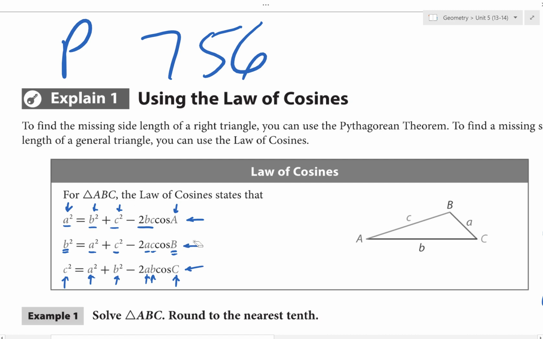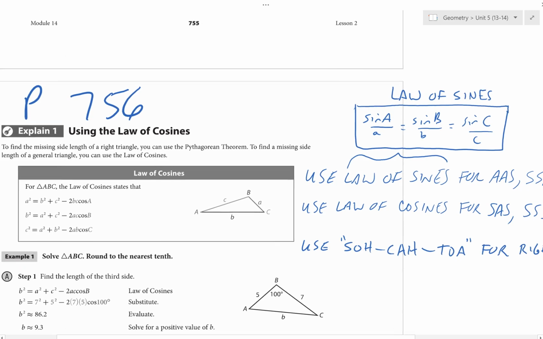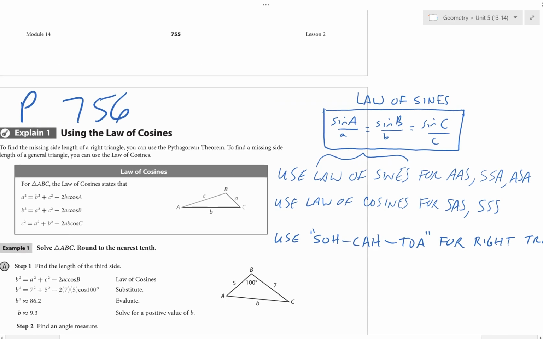Okay, and so you might be wondering why we have law of sines and law of cosines. We have different situations where we use each one. Yesterday you learned law of sines, and that is sine A over a equals sine B over b equals sine C over c. We use law of sines in these three situations: when we have two angles and a side, two sides and an angle, or two angles and the side in between them. So those are situations where we want to use law of sines.